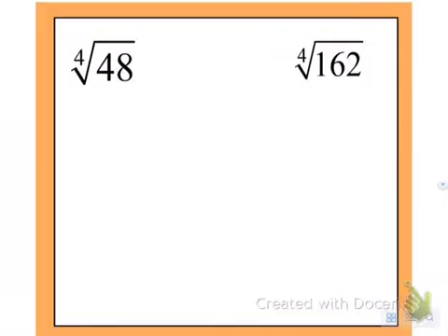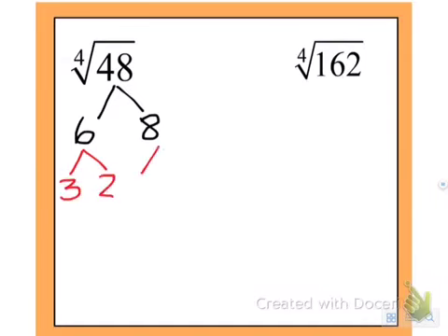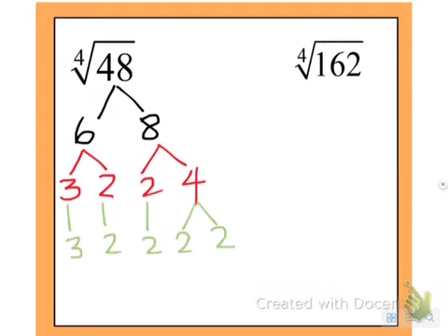Okay, here's an example of simplifying a 4th root problem. 48 is the same thing as 6 times 8. And then I can break down 6, and I can break down 8 also. So 6 is 3 times 2. And 8 is 2 times 4. And I can break down 4 even further. 4 breaks down to be 2 times 2. Bring down my 2. Bring my second 2. And my 3. So if I rewrite this, that gives me 2 to the 4th power times 3.